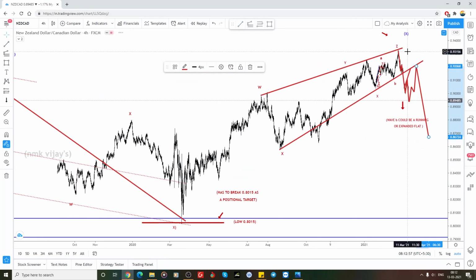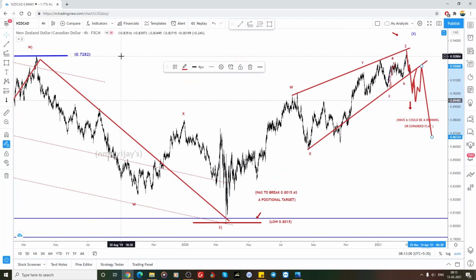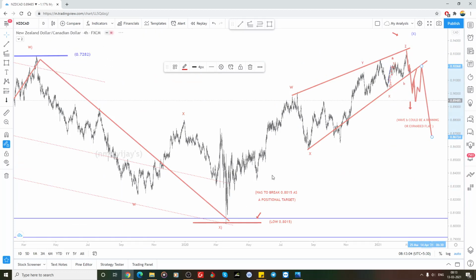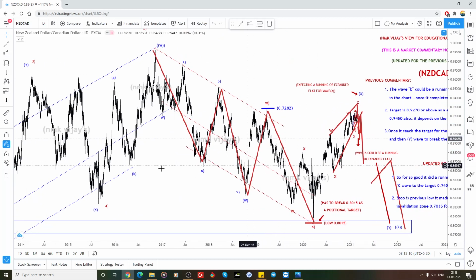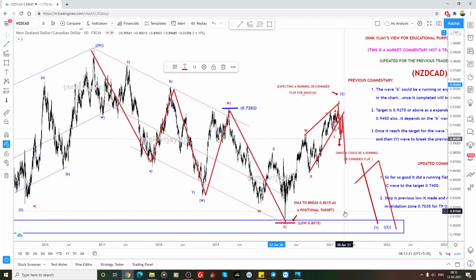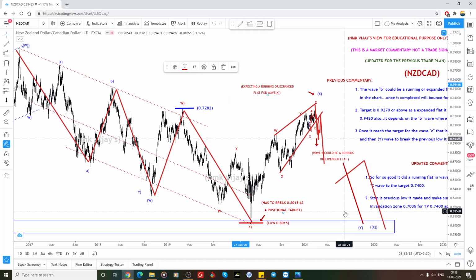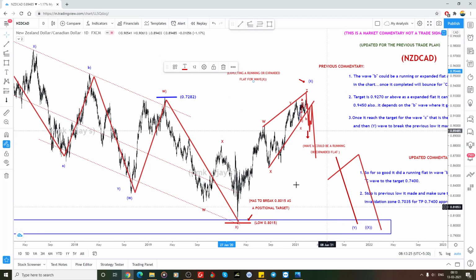So as of now my target was hit, it's already broken the high. So now the positional view for this is, it has to break this positional target 8015. So this is an irregular flat formation, an expanded flat, and again I am expecting a 3-wave structure to the downside. So this is my view.